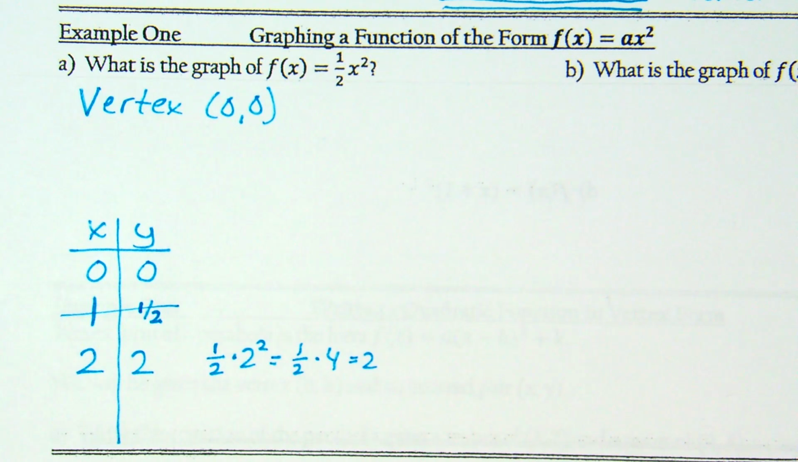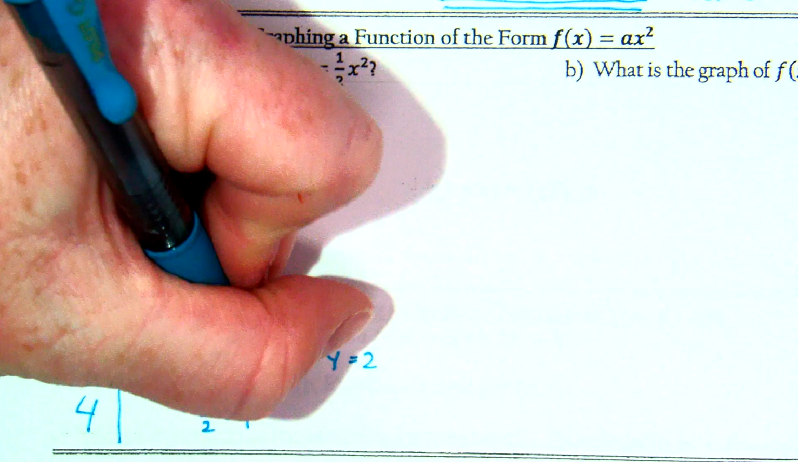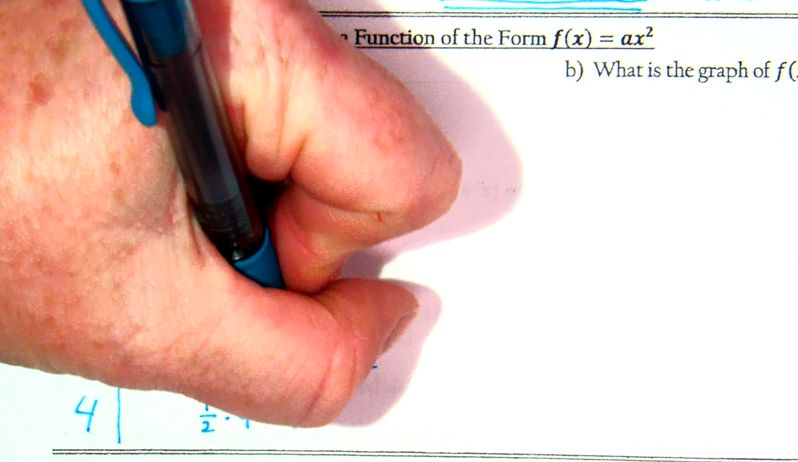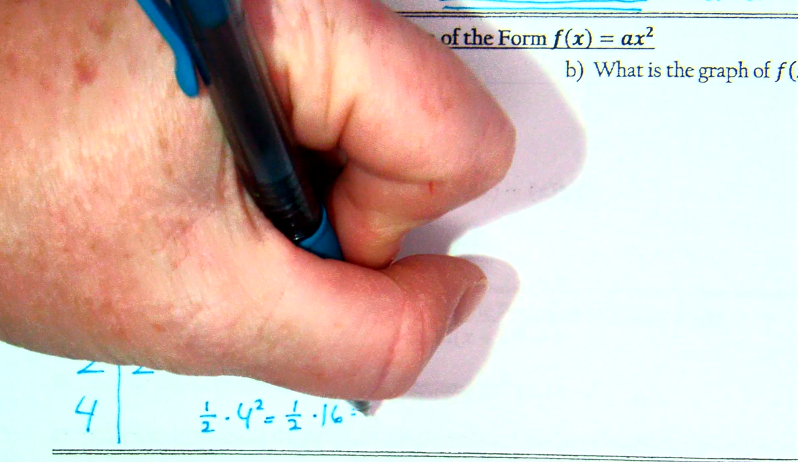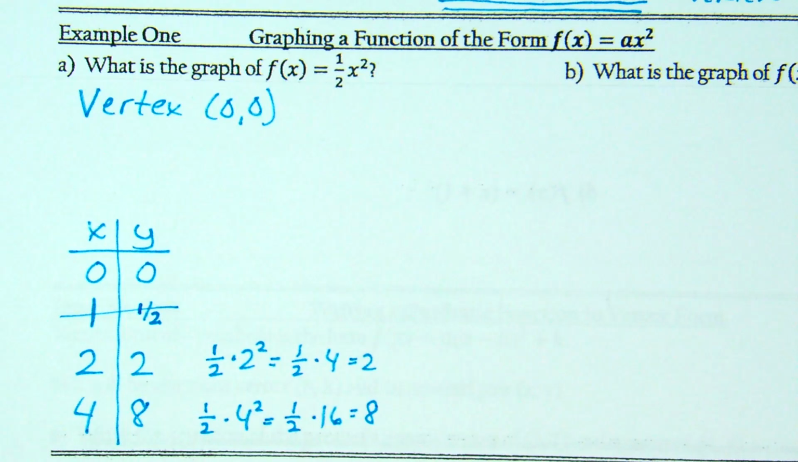Okay, so 4 it was. 1/2 times 4 squared. 4 squared is 16. Half of 16, 8. And so this ordered pair, 4, 8. Now, that's enough for me. I got my vertex and 2 extra points, so that'll be good.